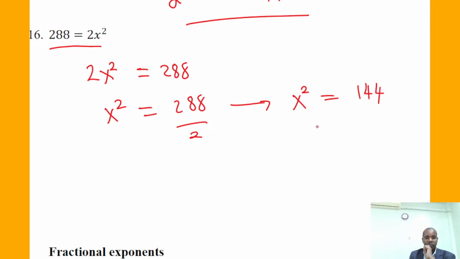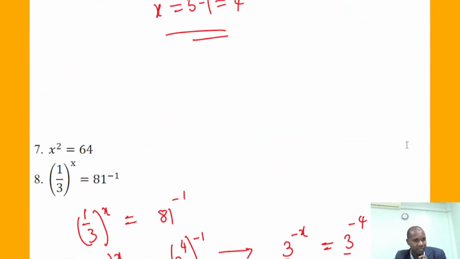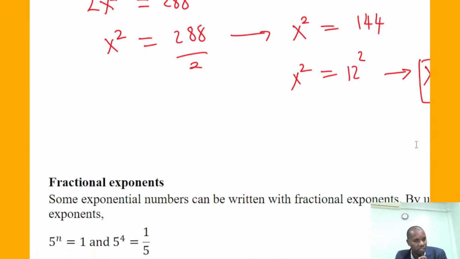But we know that 144 is 12 squared. So you have x^2 equals 12^2. And eventually, you see that the exponents are the same. You compare bases and we'll get x equals 12. So that is all the details on exponential equations.